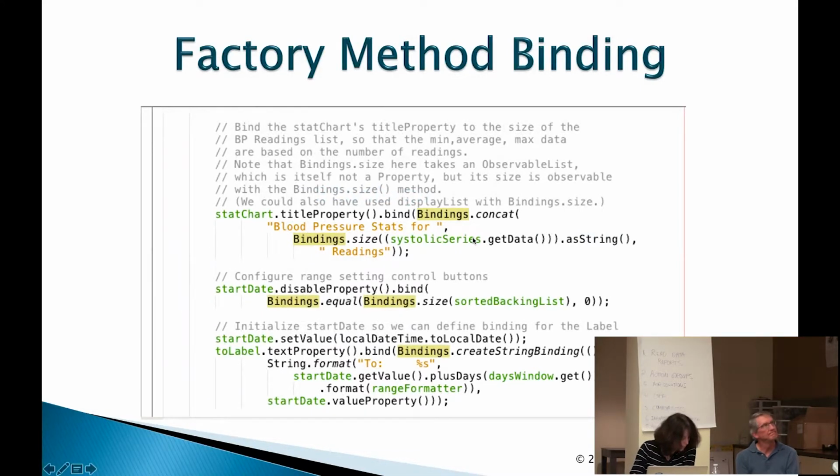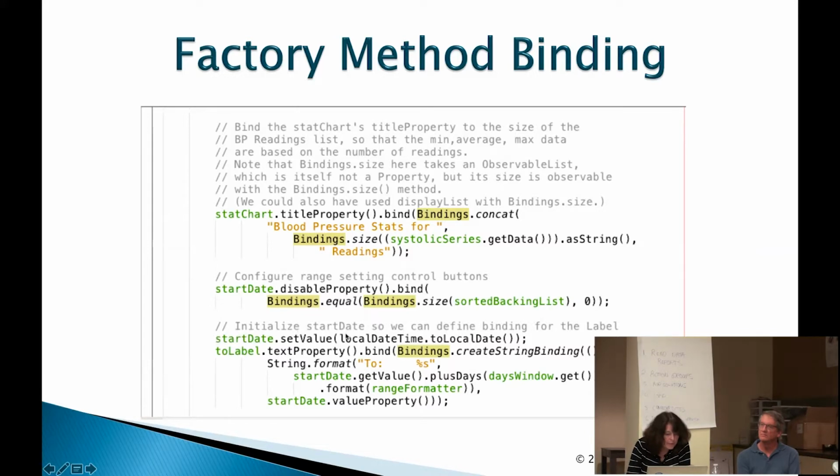Okay, so the title property is the first one. It just takes a string, and then it's looking at the size of the systolic series. All three series are the same size, so it just has to look at one. It gets the size, converts it to a string, and concatenates it with the word readings. So it's really just a big string concatenation.